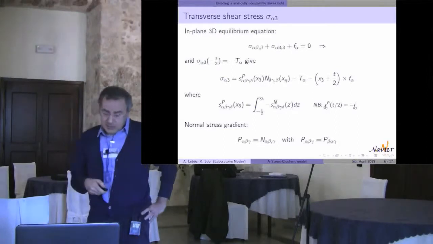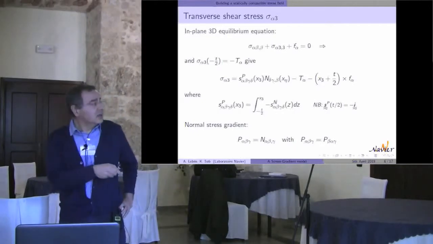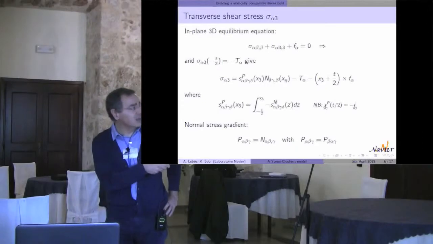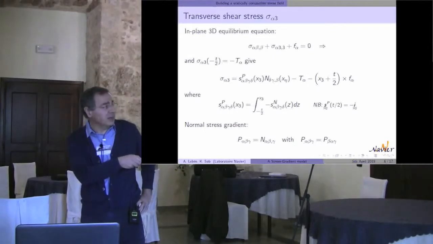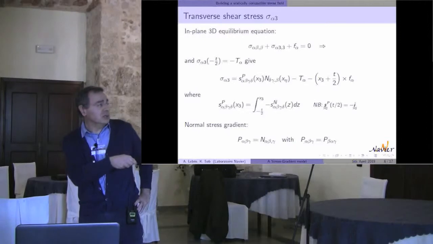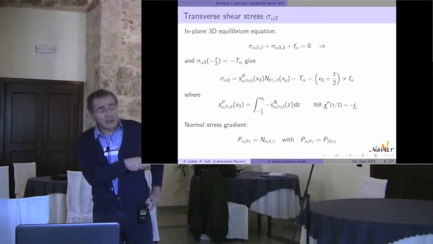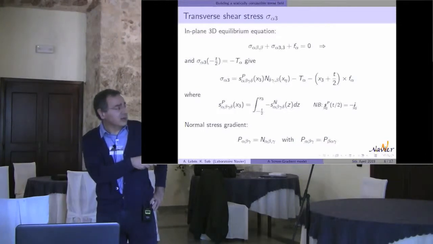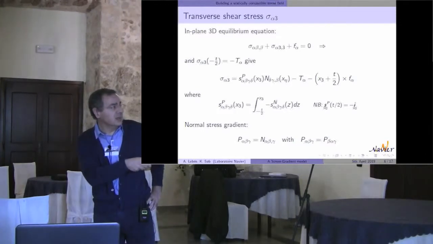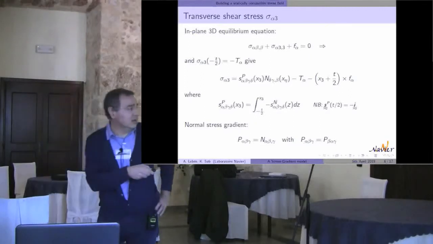Now, the problem is to find from this sigma alpha beta the out-of-plane shear stresses by using the 3D equilibrium equations. So this is very easy. If you know sigma alpha beta, you can integrate this equation, and you find out that the out-of-plane shear stress will be expressed via a localization of the stress, where you have the gradient of N, which is used here, and here you find the imposed loading on the plate.